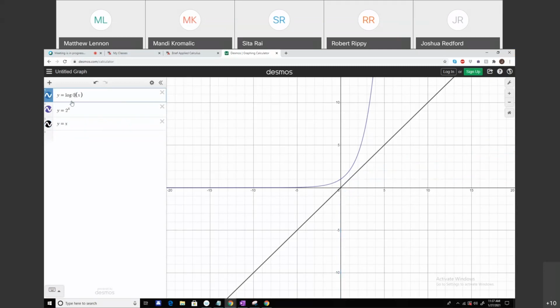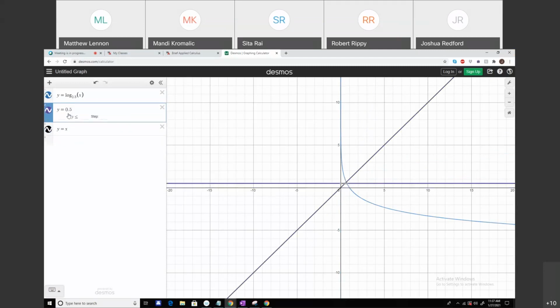It didn't make it in the base. 5. Let's change this now. Instead of 2 to the x, let's make it 0.5 to the x, or 1/2 to the x, same thing.